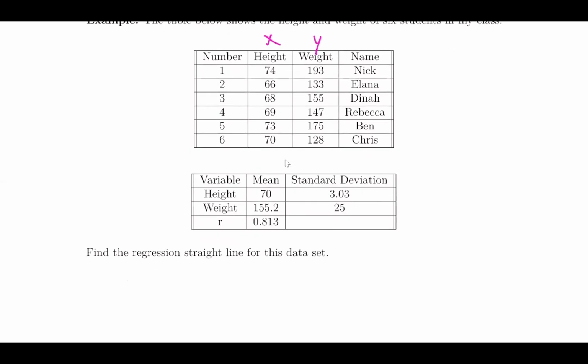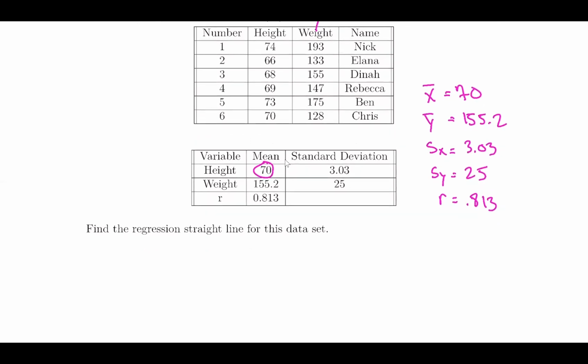So if you look right here, they gave me the mean of height. So that means x bar is equal to 70. That means y bar is equal to 155.2. That means S of x is equal to 3.03. S of y is equal to 25. R is equal to 0.813.